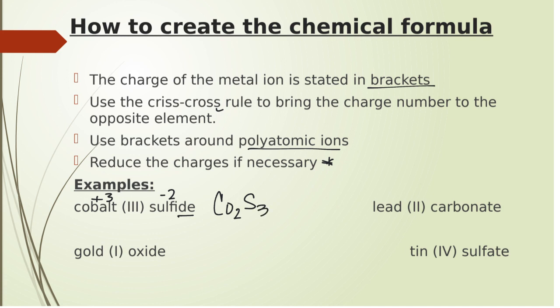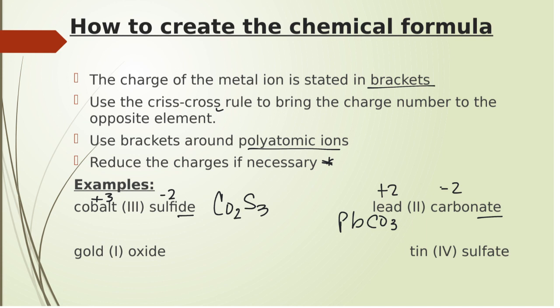We're going to go over to lead(II) carbonate. Lead has a charge of 2. We're telling you this. Carbonate, ATE, is a polyatomic ion. So that carbonate ion has a charge of -2. So those charges are going to cancel out, and we're just going to simply write the chemical symbols for everybody. Lead is Pb, carbonate is CO3, and no charges need to come down because they're going to reduce.